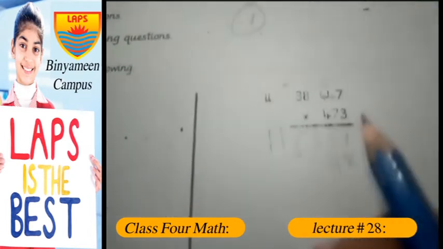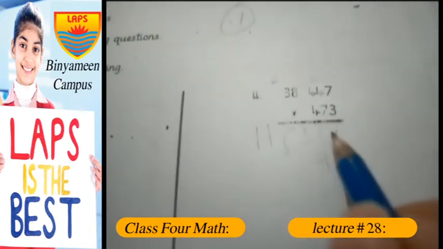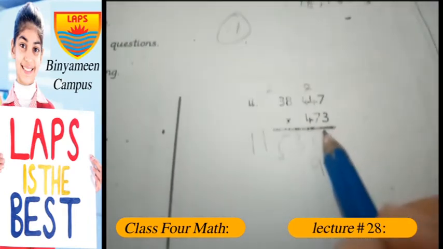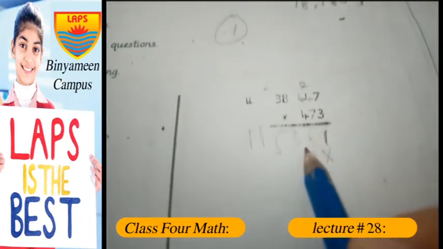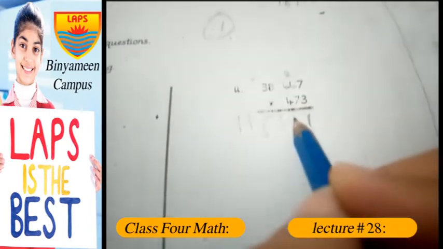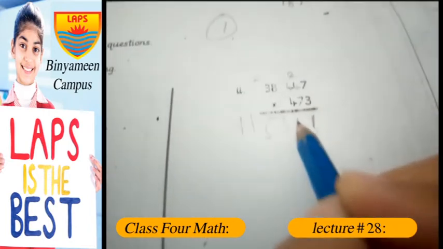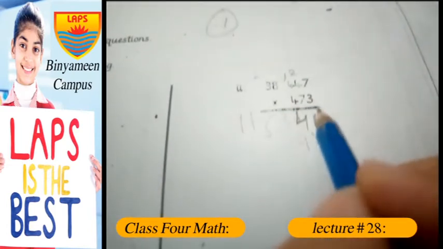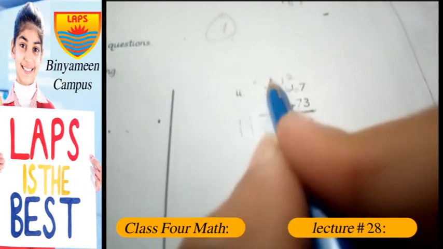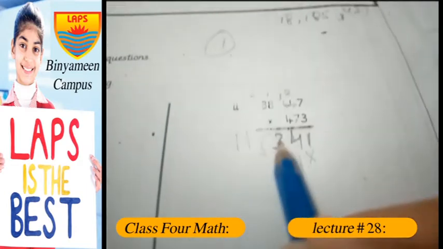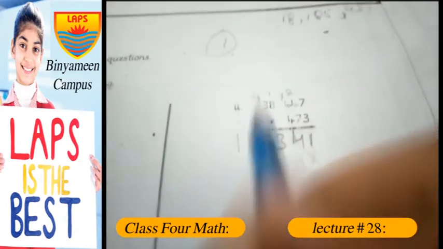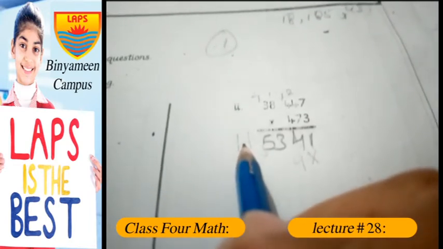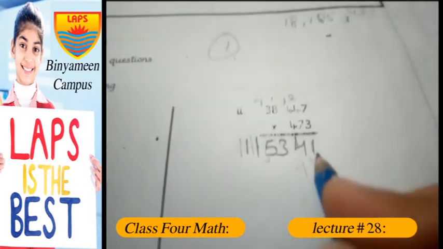3 7s are 21, 1 to carry here. 3 4s are 12 and 2 makes 14, 1 carried here. 3 3s are 12 and 1 makes 13, 1 carried here. 3 8s are 24 and 1 makes 25, 2 carried here. 3 3s are 9 and 2 makes 11. Multiply.